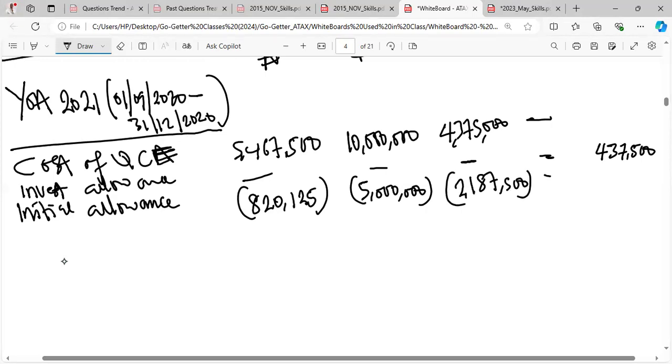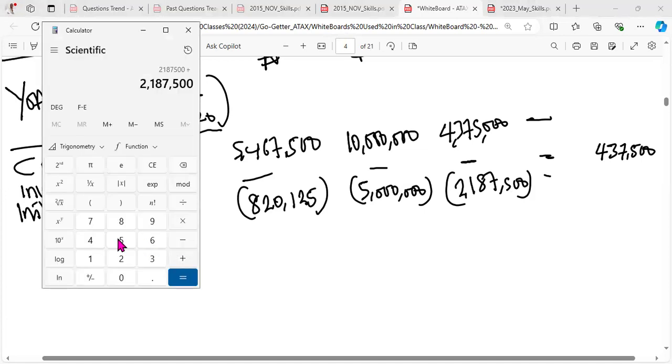Now, if you add all of this, that will give you your initial allowance figure. I have this on my calculator. I'll just simply add 5 million to it, and I will add 820,125. That will give me 8,007,625.